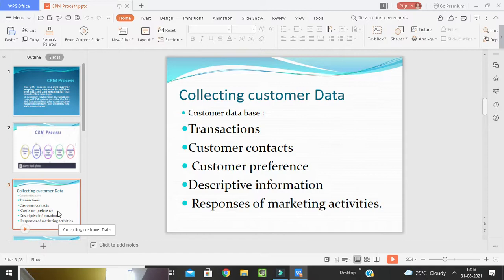Customer preferences. That means what customers like, such as favorite colors, brands, fabrics, flavors, as well as apparel size, quantity, quality, price preference, taste, and structure.